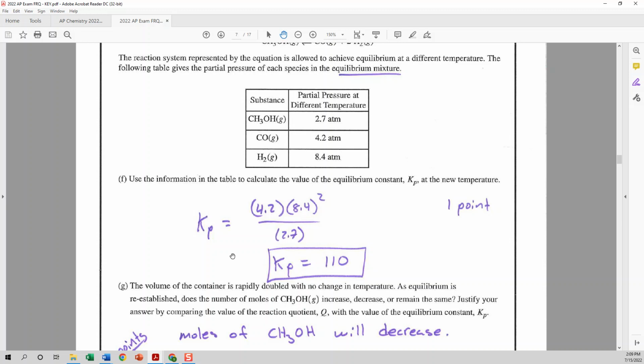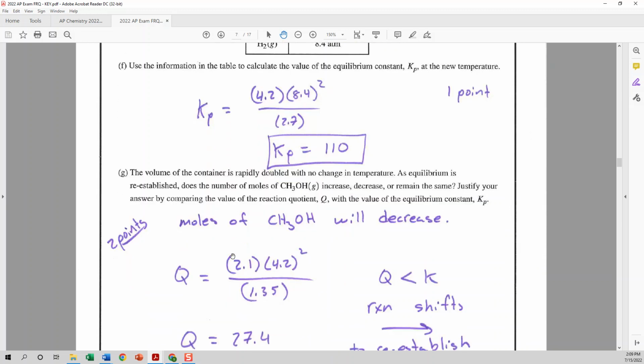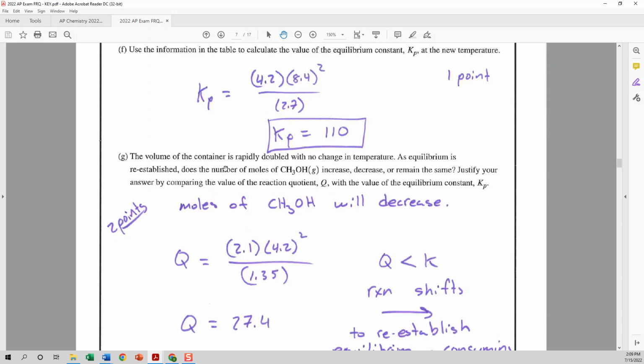All right, let's go to part G, the last one of this question. The volume of the container is rapidly doubled with no change in temperature. So we increase the volume. As the equilibrium is reestablished, does the number of moles of CH3OH increase, decrease, or remain the same? Justify your answer by comparing the value of the reaction quotient Q with the value of the equilibrium constant Kp.